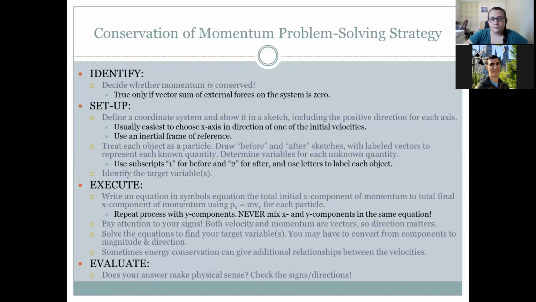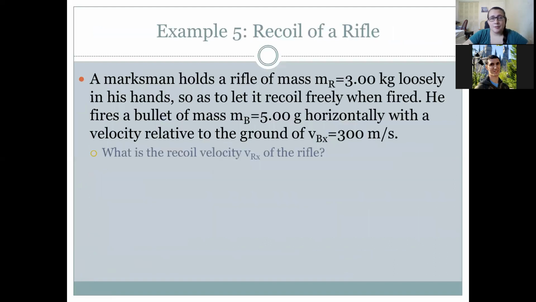All right, let's go ahead and solve a problem. Example 5, recoil of a rifle. A marksman holds a rifle of mass 3 kilograms loosely in his hands so as to let it recoil freely when fired. He fires a bullet of mass 5 grams horizontally with a velocity relative to the ground of 300 meters per second. What is the recoil velocity of the rifle?